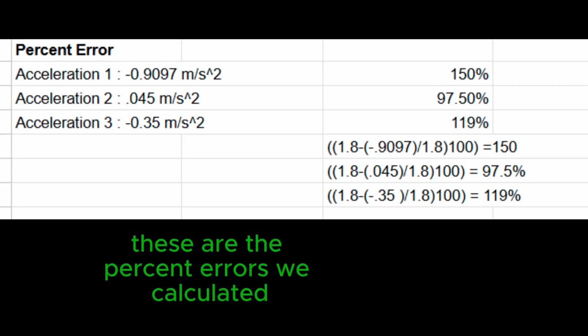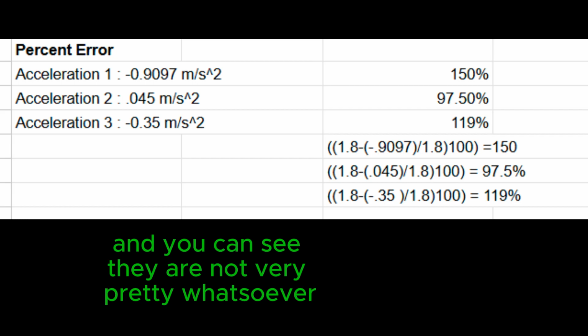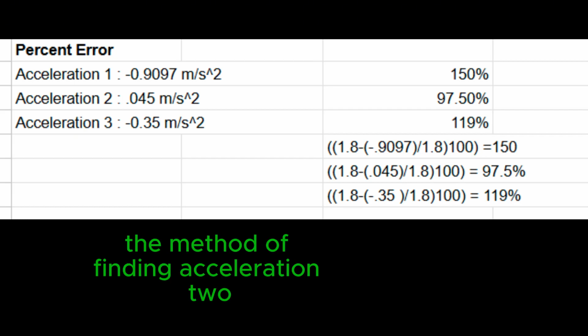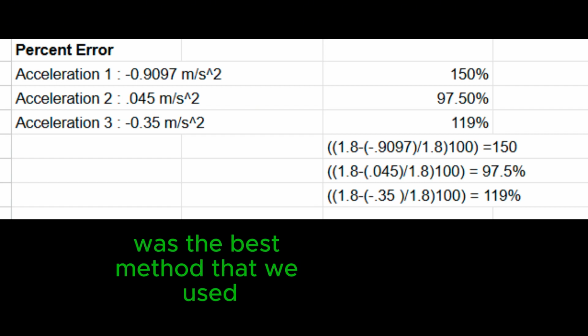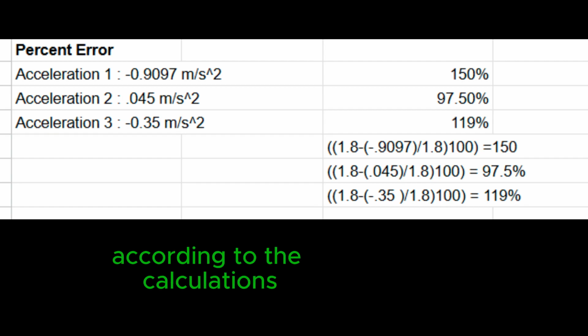These are the percent errors we calculated. You can see they are not very pretty whatsoever. The method of finding acceleration 2 with the velocity time graph was the best method that we used according to calculations.